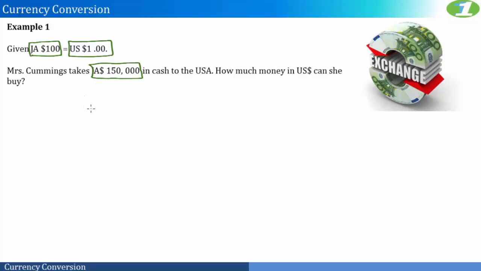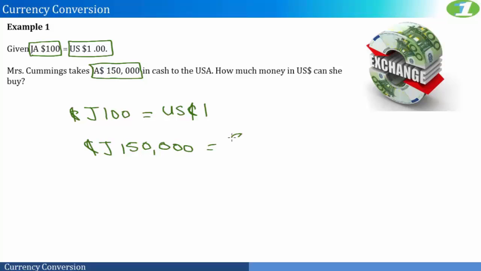So we know that $100 equates to US currency of $1, all right? And given that we have 150,000 Jamaican dollars, what is the value of this in US currency? All right, so that's a question that you really should be asking. Well, this turns out to be extremely straightforward, and there are actually two ways that you can do this question. Now, I'm going to show you my way, and then we can always discuss another method.